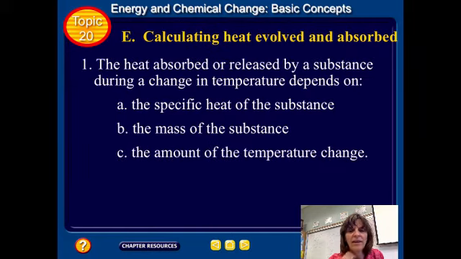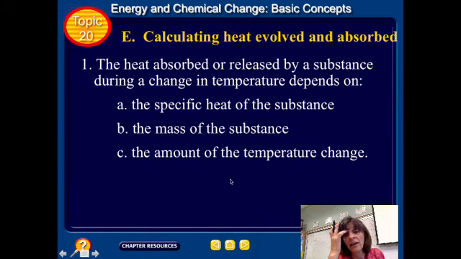Okay. So on to the calculations. The heat absorbed or released by a substance during a change in temperature depends on its specific heat, the mass of the substance, and the amount of the temperature change. So, for instance, if you're trying to heat up some water to make a cup of tea, you would know its specific heat. You would have a certain mass, maybe 250 grams, and you'd want a temperature change of maybe 20 degrees Celsius to 80 or 90 degrees Celsius. And you could calculate the heat that would take.